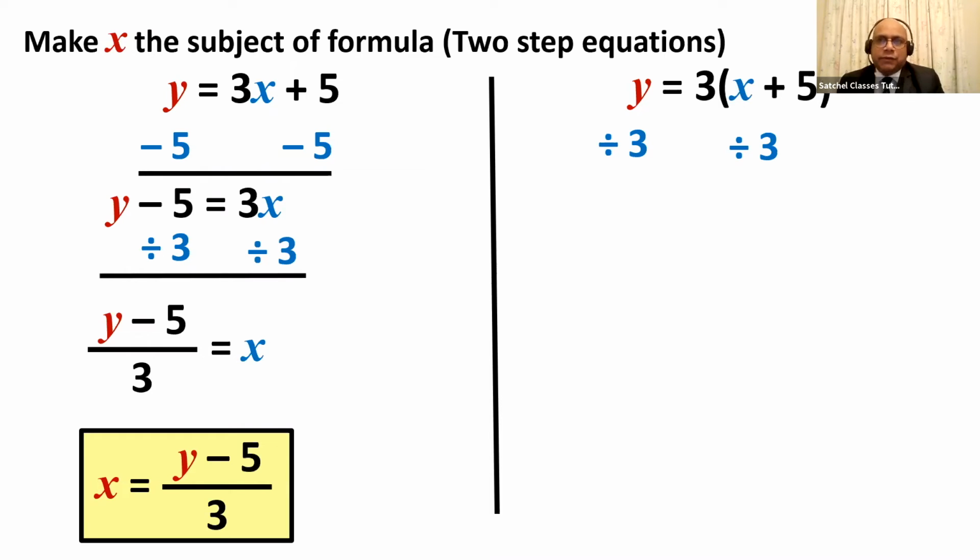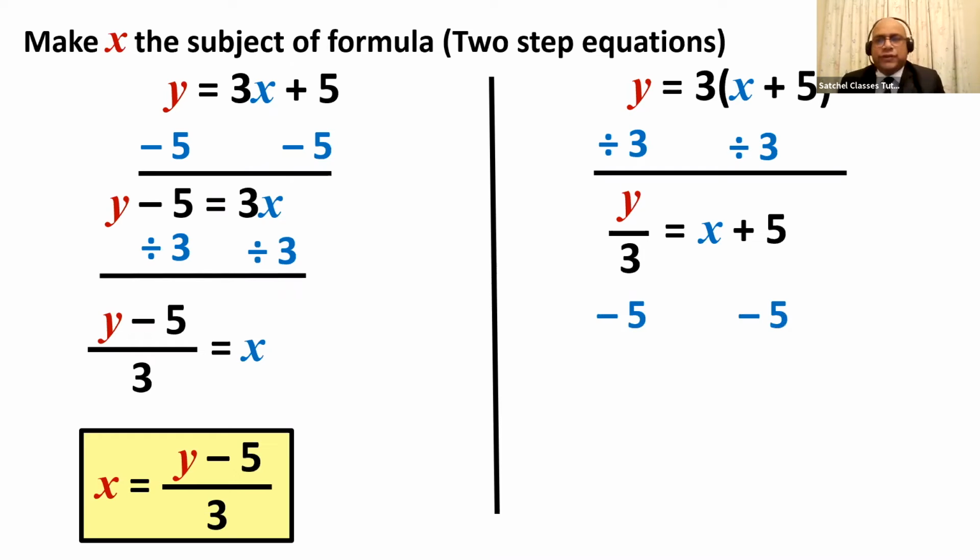If I divide by 3, you'll be left with x plus 5 on the right hand side and y divided by 3 on the left hand side. Correct? Now, if I need x on its own on the right hand side, the easiest way to do it is to get rid of the 5 on the right, which is getting added to x. So to negate that, I need to do minus 5 on both sides.